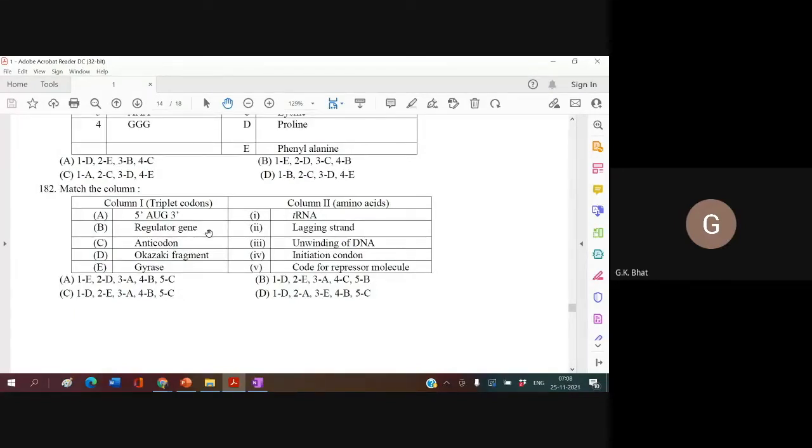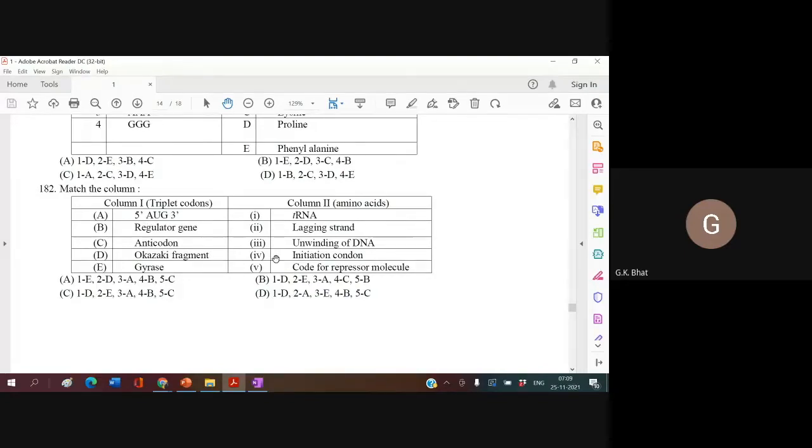Then, anything else? Which is the initiation codon? Sir, C, sir. AUG. Yeah? Third one, option C. Correct? Yes, sir. How? AUG is the initiation codon. That is 2.